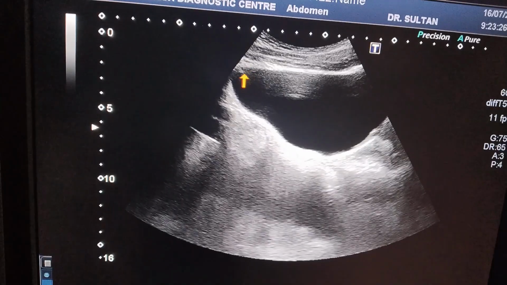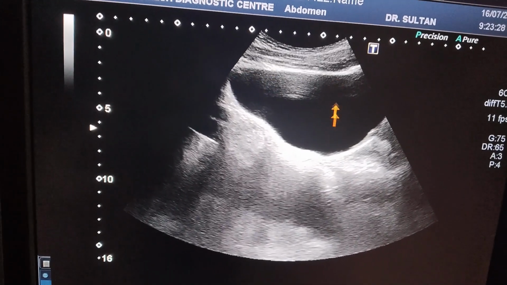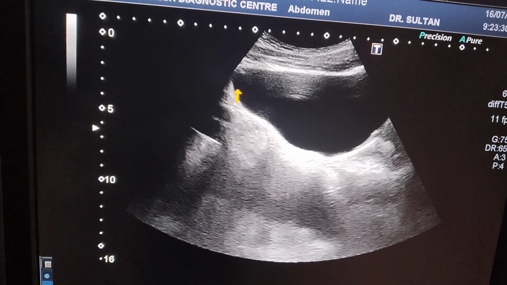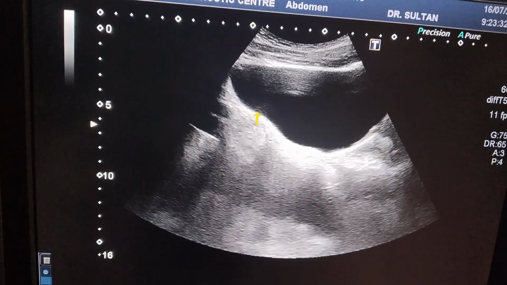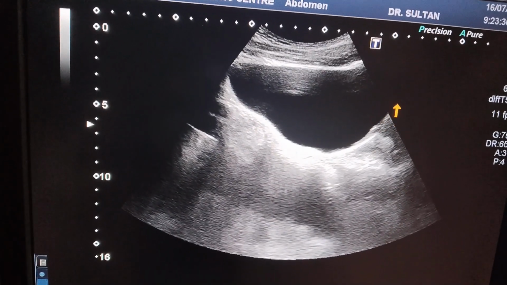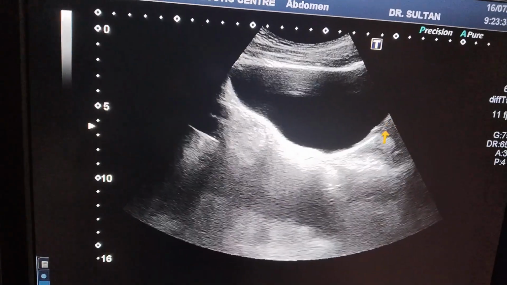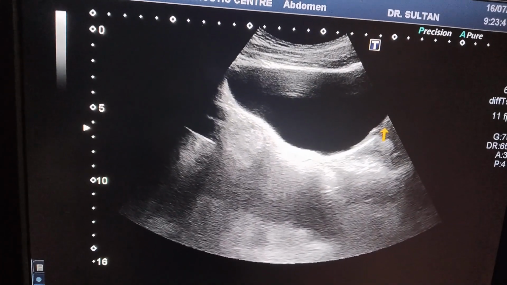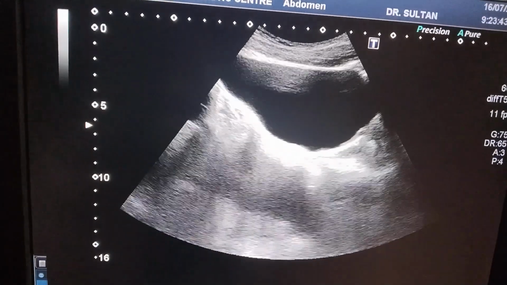So this is the dome, and then on this side is the anterior surface, and this is the posterior surface. This one is the posterior surface. So this is the sagittal plane.